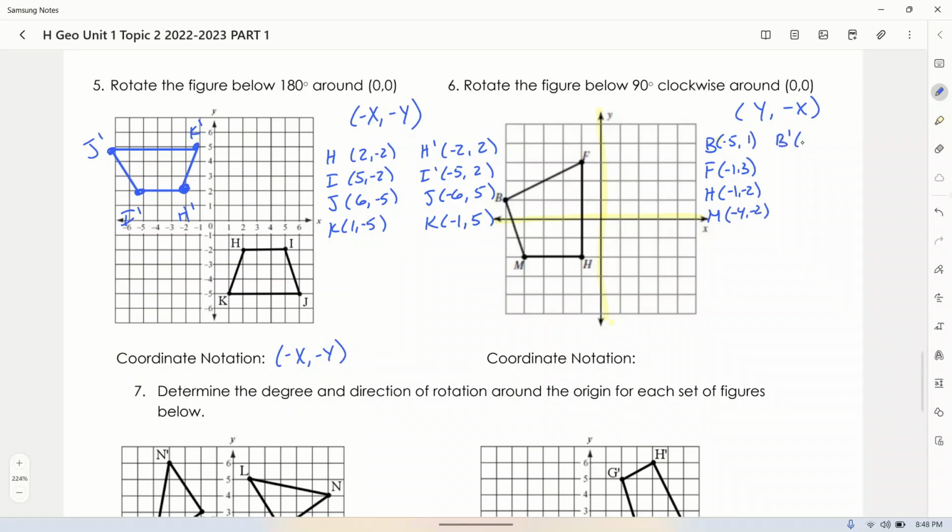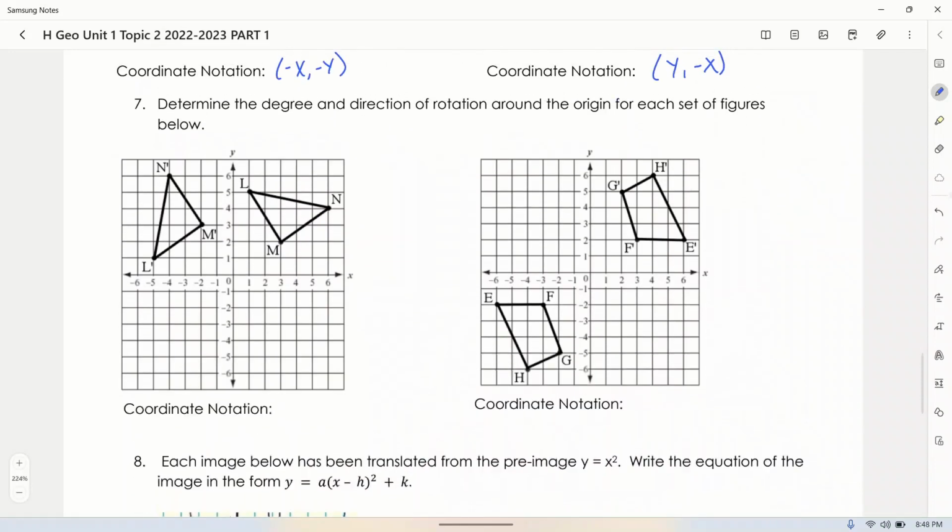So let's look at those transformations. We're going to have y comma negative x. Y comma negative x. Y comma negative x. And y comma negative x. Let's go plot those points. So I've got B is at 1, 5. F is at 3, 1. H is at negative 2, 1. And M is at negative 2, 4. There we go. And our coordinate notation, y comma negative x.